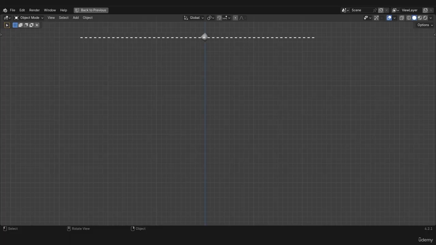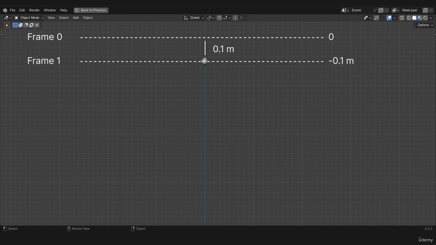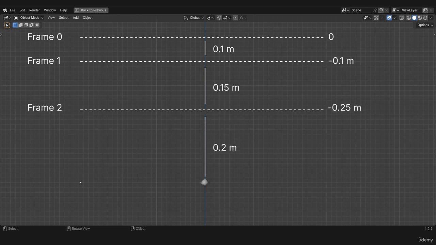As in, for example, at frame 1, move this point by 0.1 meters down. At frame 2, move this point by 0.15 meters down, so it will be at minus 0.25 meters. At frame 3, move this point by 0.2 meters down, so it will be at minus 0.45 meters. So the key to getting acceleration is to make the distance traveled with every frame bigger and bigger.